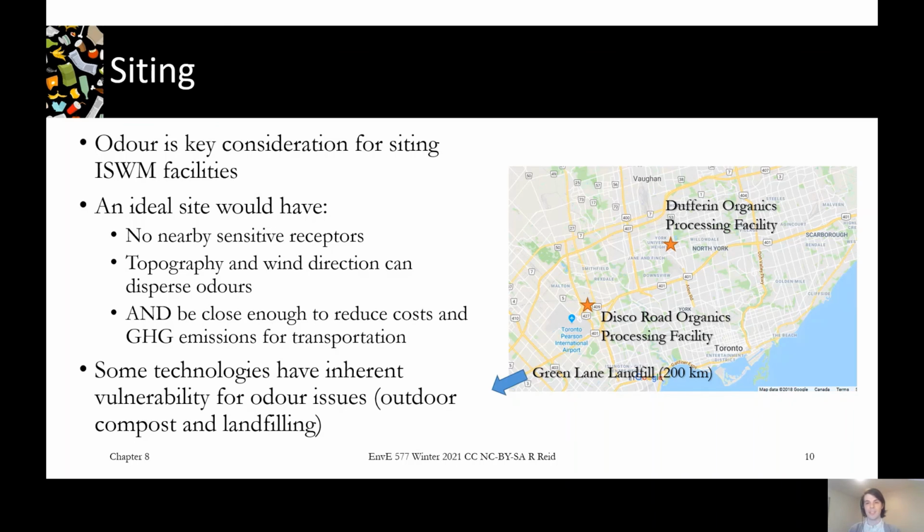Whereas other technologies, such as a landfill or a compost, in order to be able to operate, need to be further away from people just because those technologies are less suited to controlling the odor. So by controlling the odor, we can actually have facilities that have better outcomes by being close to people that are producing the waste and reducing our costs to do that, rather than being far away and incurring all those costs just to avoid the odor issues.